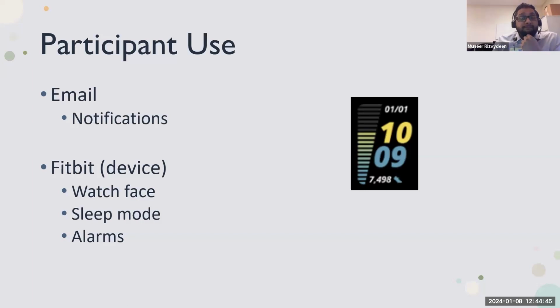We make sure that sleep mode is on. So the device turns off the screen after a little bit of idle time with no movement. And then we make sure there are no alarms set on the Fitbit. We tell the participant not to set up any alarms as well, because we don't want anything waking up during the night.